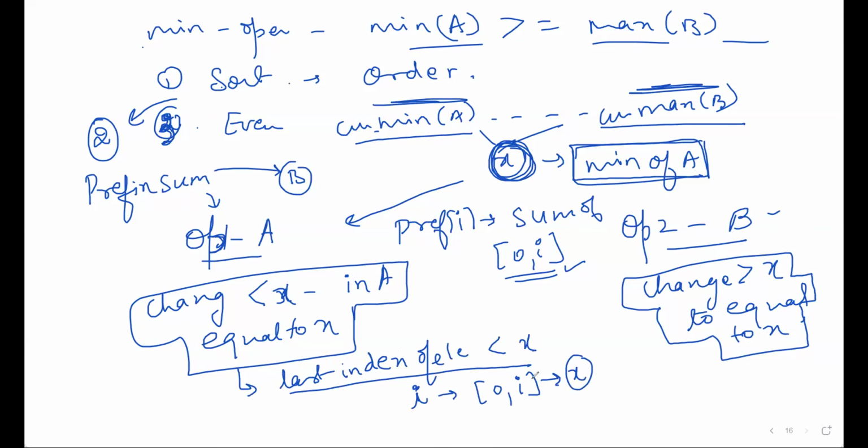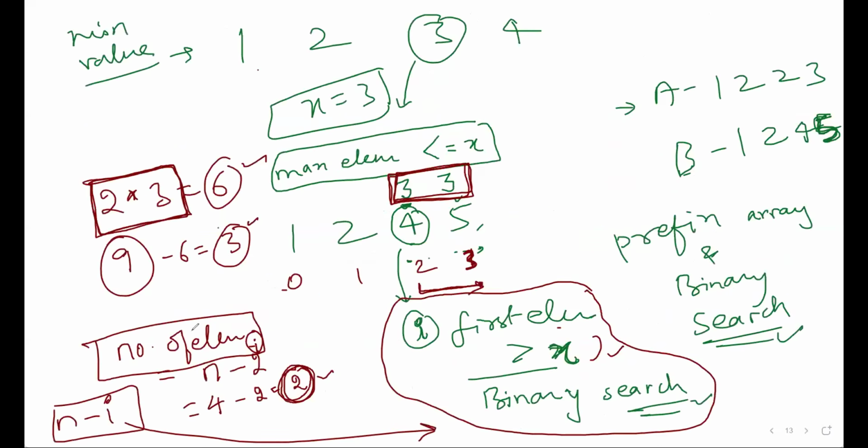So how many operations will you perform? First you will find what the sum will be if all values from 0 to I are x. That is nothing but x into I plus 1, the number of values times x, minus the prefix sum, prefix of I. So what we did in this case.